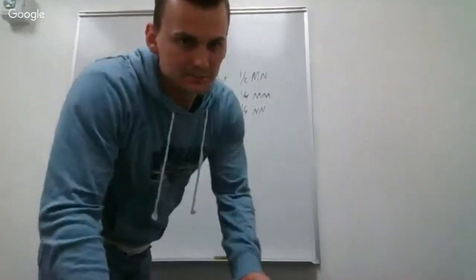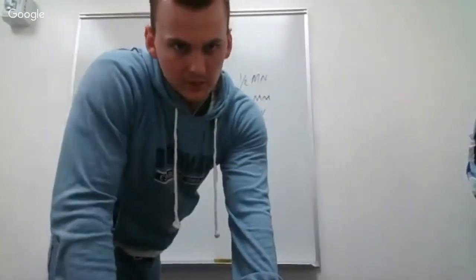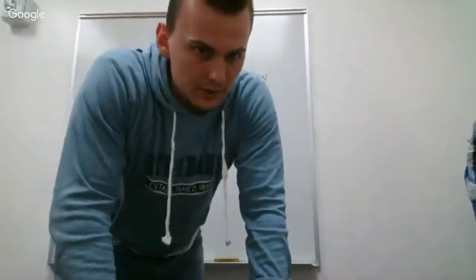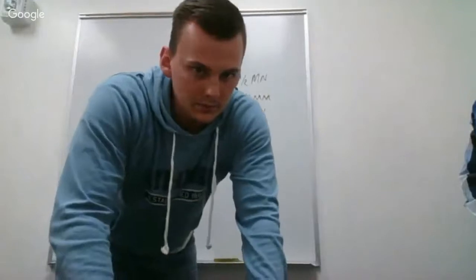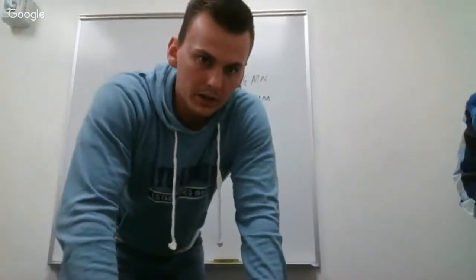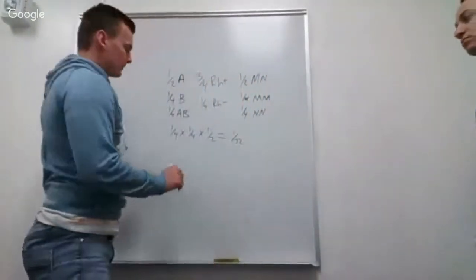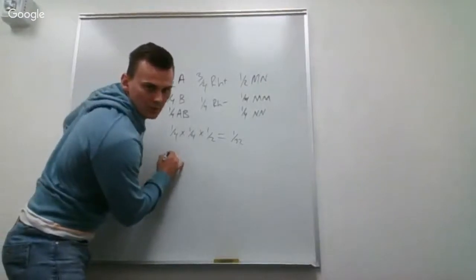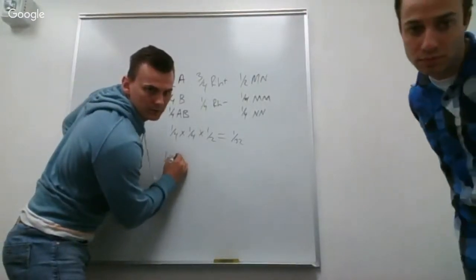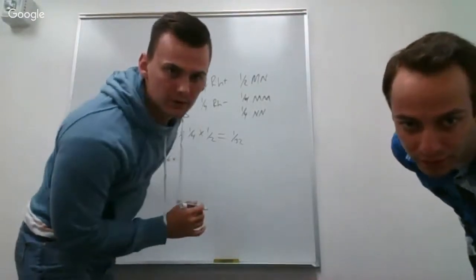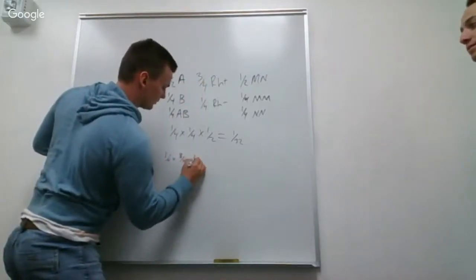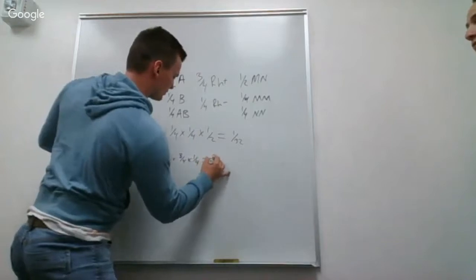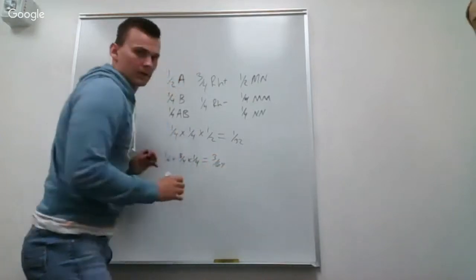And then for C, we did the same thing. It's a little bit of a different ratio, but in order to get type A, Rh positive, and M, the ratio was 1/4 times 3/4 times 1/4. And that equals 3 out of 64, I believe.